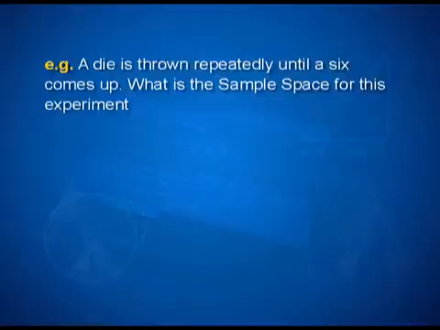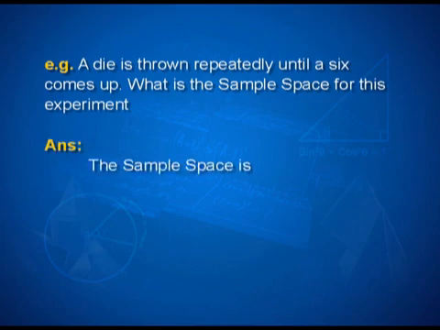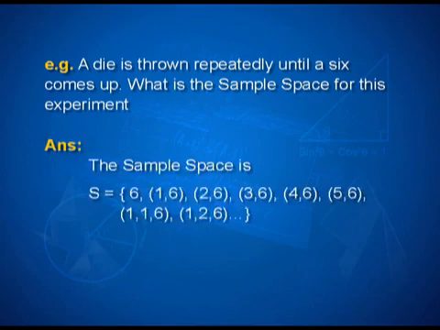Another example here. A die is thrown repeatedly until a 6 comes up. What is the sample space for this experiment? The sample space is S = {6, (1, 6), (2, 6), (3, 6), (4, 6), (5, 6), (1, 1, 6), (1, 2, 6), ...} and so on. Hence, an infinite number of possibilities occur.